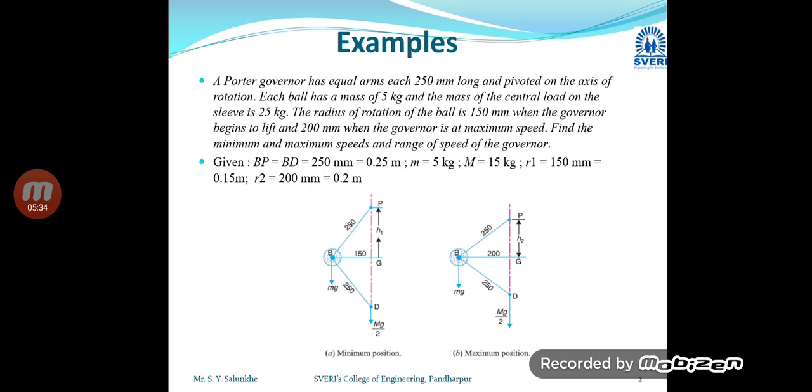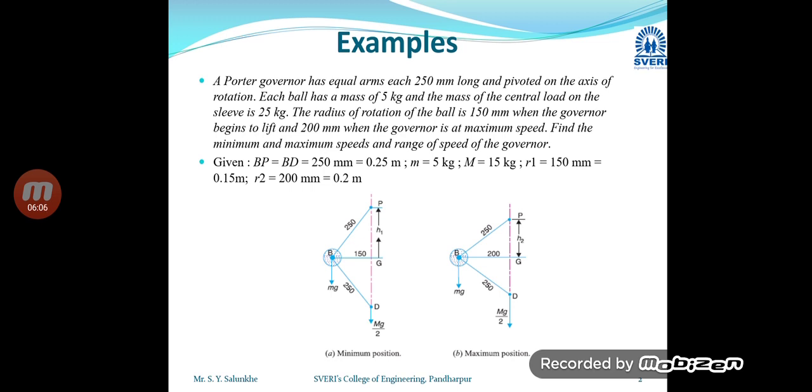That is, when the ball is rotating at the minimum radius and when the fly ball is rotating at the maximum radius. That is definitely the height of this governor will change. In the first case, h1 we are going to use for the n1 speed. N1 speed we are going to consider as the minimum speed at which the governor is rotating, and n2 speed we are going to consider as the maximum speed at which the governor is rotating. And at that time, the height which we are going to consider for the governor is h2.